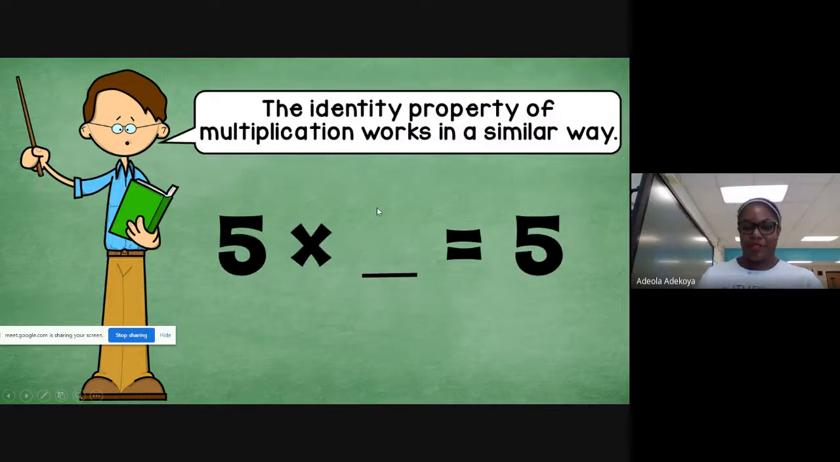Now for multiplication, it works in a similar way. What number do we have to multiply by the number we're talking about to give us the same number, so that the identity stays the same? And that would be 1.